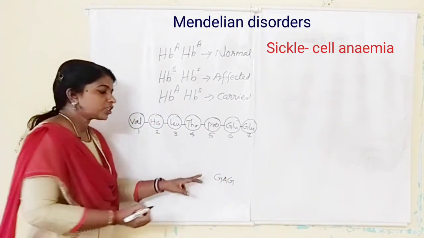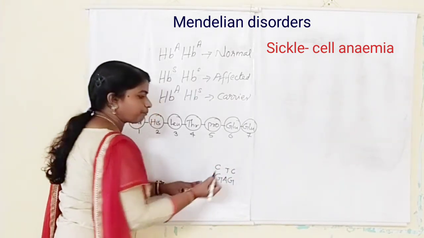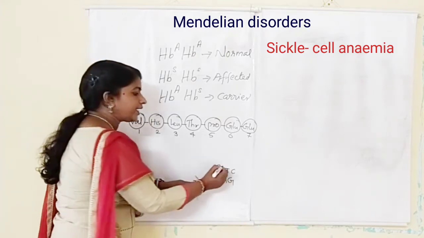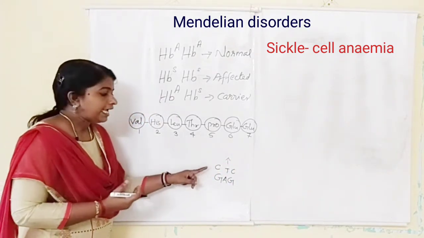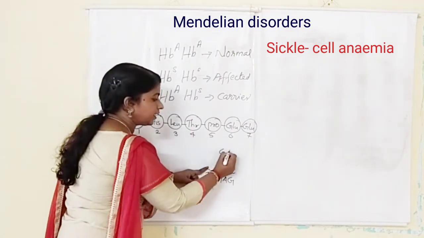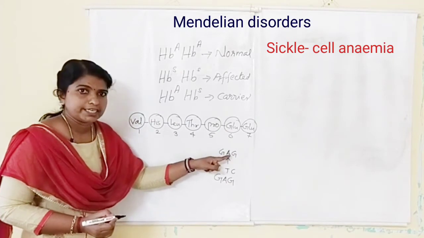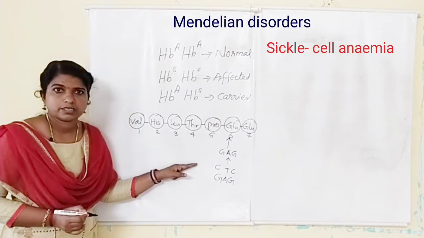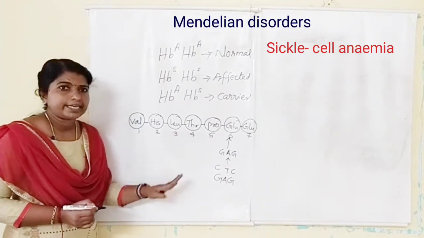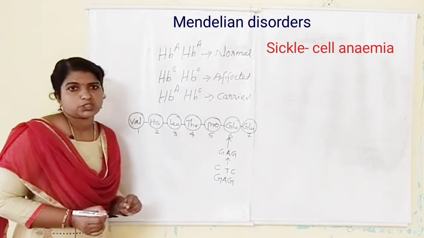The complementary strand of it is CTC. Okay, and when it is transcribed into mRNA, it becomes GAG. And this GAG translates into glutamic acid. That is the normal case. So the 6th position, glutamic acid is there.